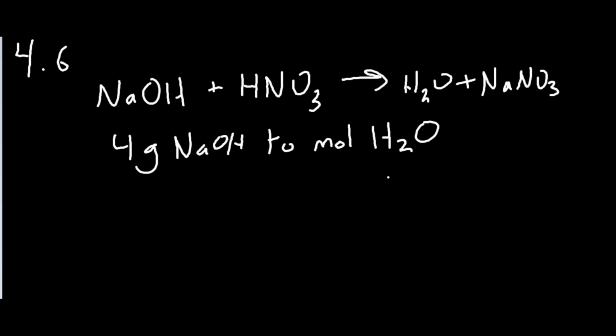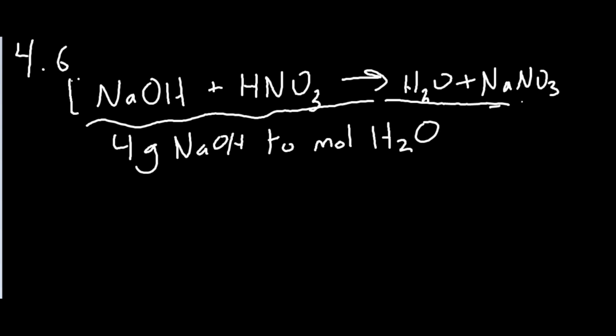The question is, how many moles of water are created when you have 4 grams of NaOH react with excess nitric acid, or just this equation? Feel free to pause before I go on. So, first thing we need to do is convert to moles, as this equation right here is in moles, not grams. It's not 1 gram of NaOH plus 1 gram of nitric acid. It's 1 mole.